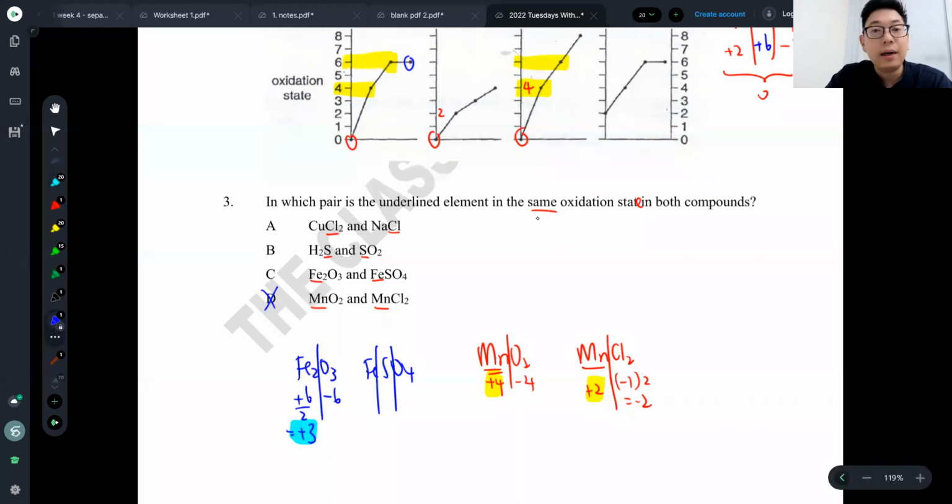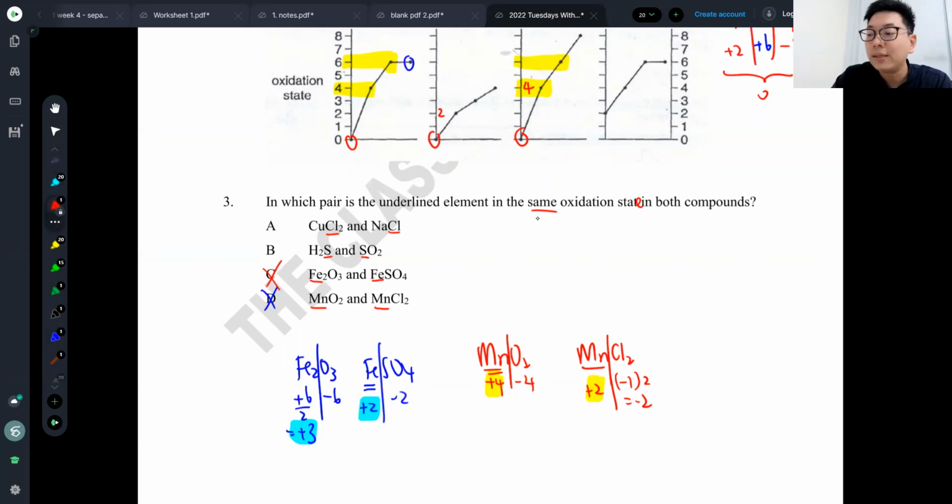Here I'm going to fill in oxygen first. This is -8. Now I want to figure out what iron is, and this is a bit difficult. What I'll do instead is take sulfate, SO4 2-, which is -2, so iron is +2. So this one here, is it the same? No, not the same.